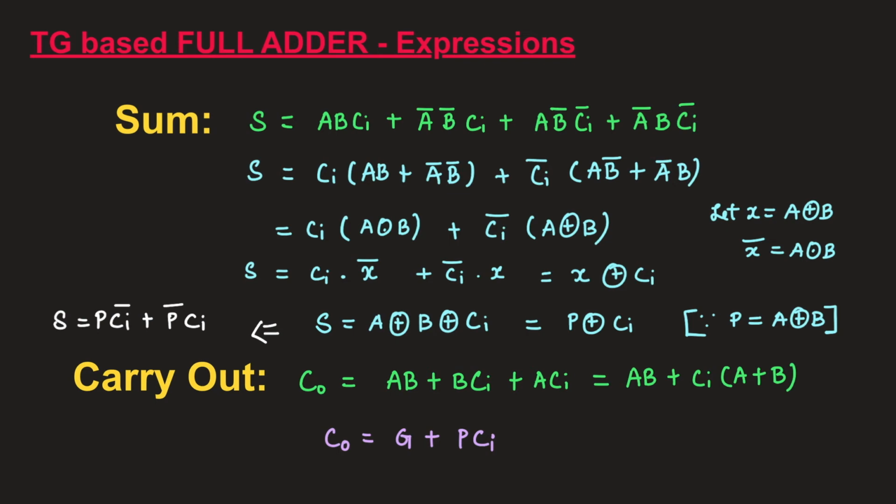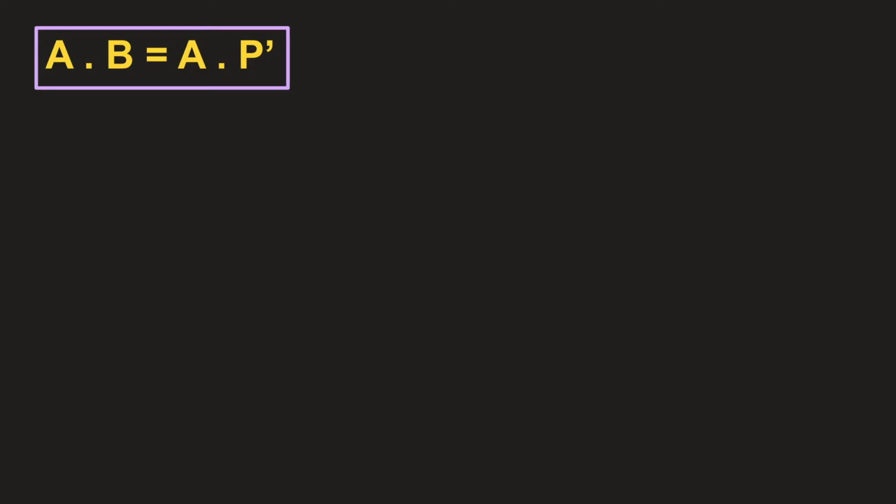So let me give you a clear understanding of how to reorient this A dot B in terms of incorporating one complementary input into it. What I'm going to do to implement a complementary input into one of its functions is equate A dot B as A dot P bar. So now if I equate A dot B as A dot P bar, I can rewrite my carry out expression. Previously we had the carry out expression as G plus PCi.